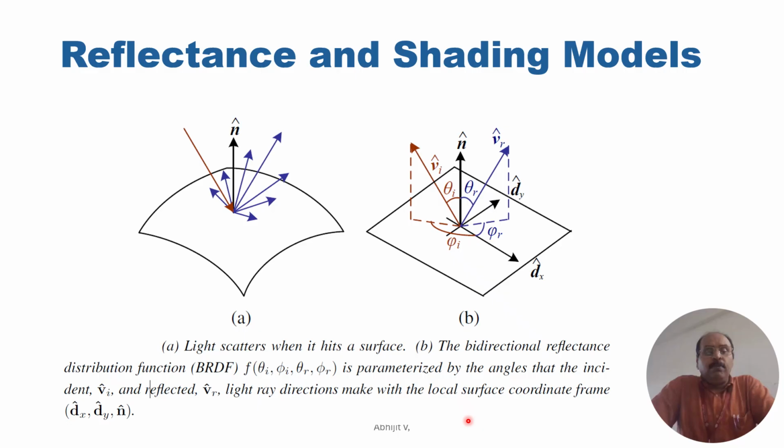Now, bidirectional reflectance distribution functions or BRDF is parameterized by the angle. See, this is the incident angle VI. This is a reflected angle VR. You may note that both these things are vectors. Okay. The light ray directions make with the local surface coordinate frame, that is this one, dy, dx and the normal L.